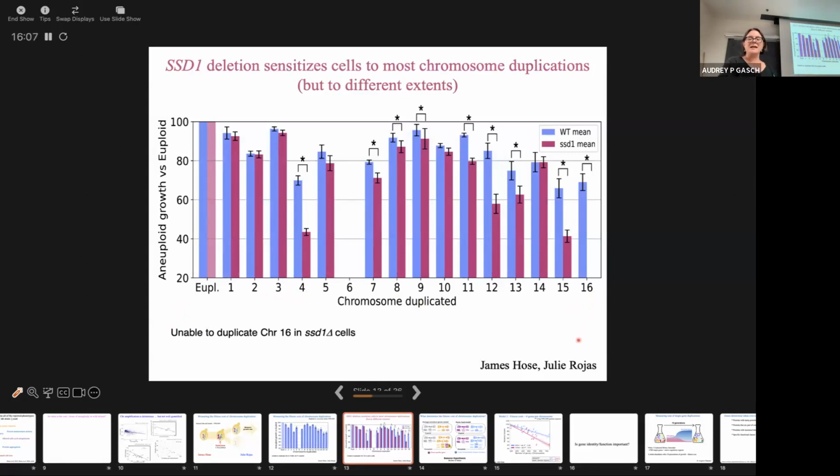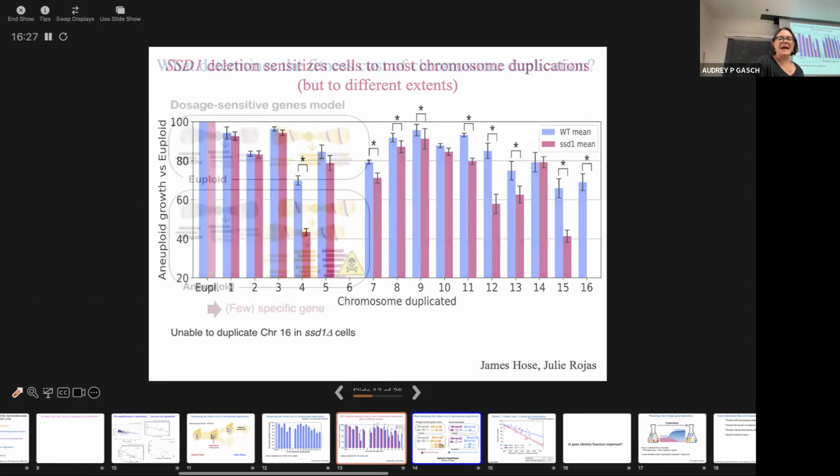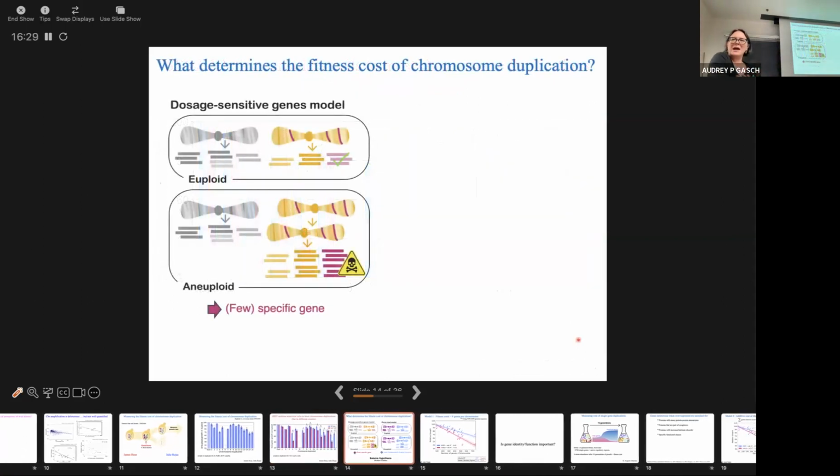So that's great. Now we've got all these measured fitness costs. Remember, I said we don't really, so that's great. What's the cost of chromosome duplication? In this particular strain and these particular media conditions, super rich media, the optimal conditions for yeast, this is the cost if we measure cost in growth rate. But now we want to know why. Why are some chromosomes more deleterious than others when duplicated?